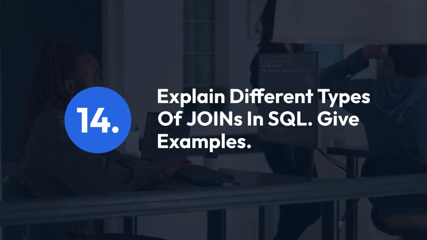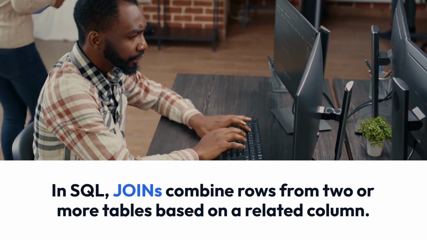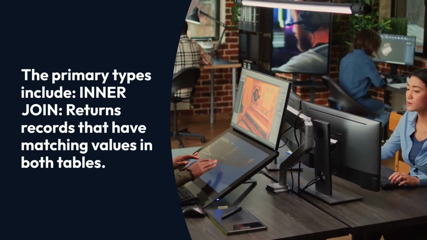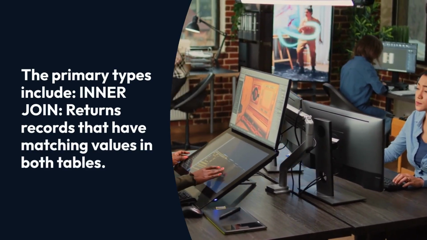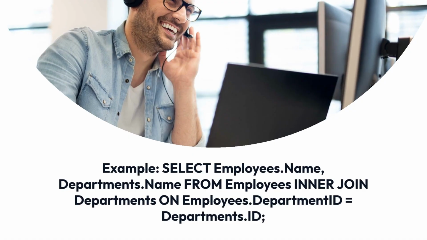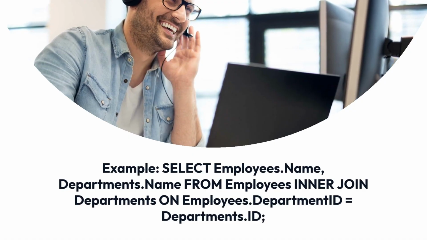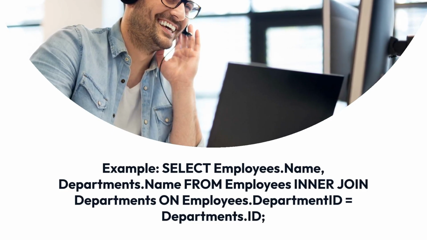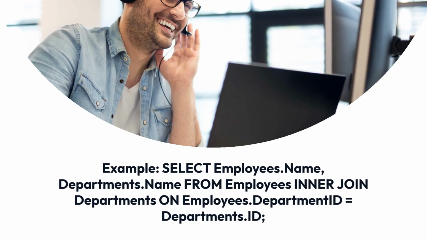Give examples. In SQL, JOINs combine rows from two or more tables based on a related column. The primary types include inner JOIN, which returns records that have matching values in both tables. Example: SELECT employees.name, departments.name FROM employees INNER JOIN departments ON employees.department_id = departments.id.